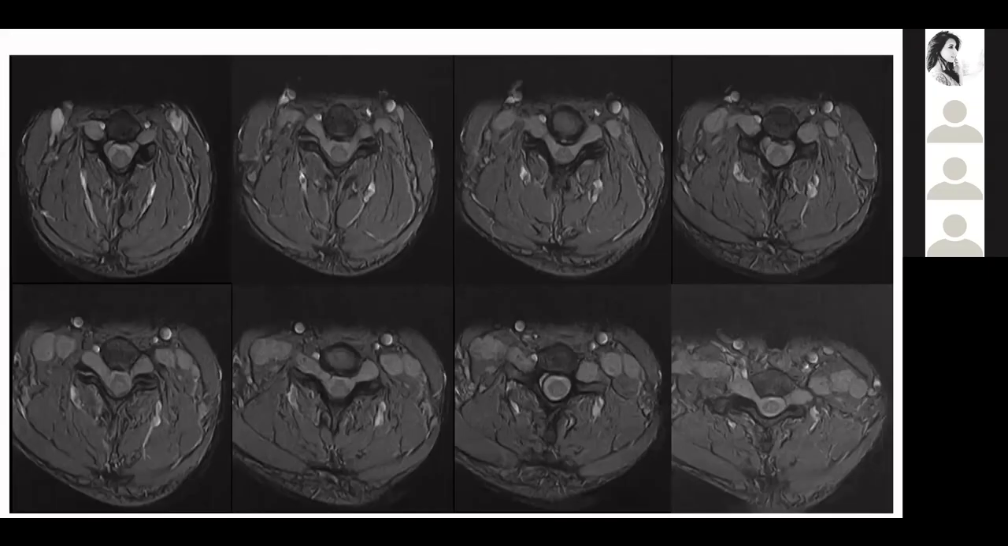So again, fat suppressed images, better visualization of the nerve roots, and you can see they are extending all the way in the dura and causing contour deformity of the cord, and also showing extraforaminal extension.